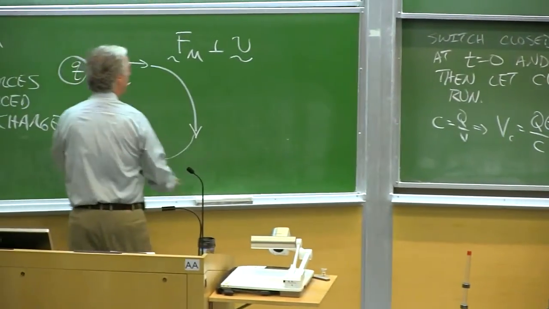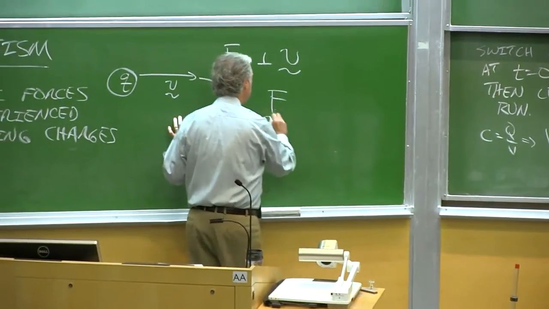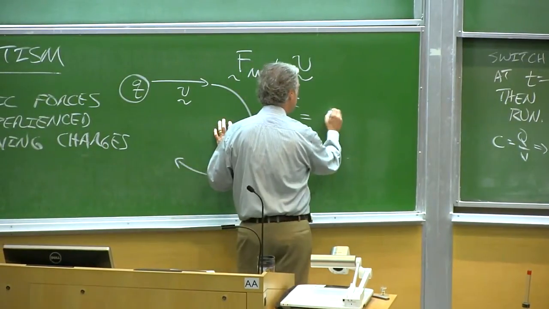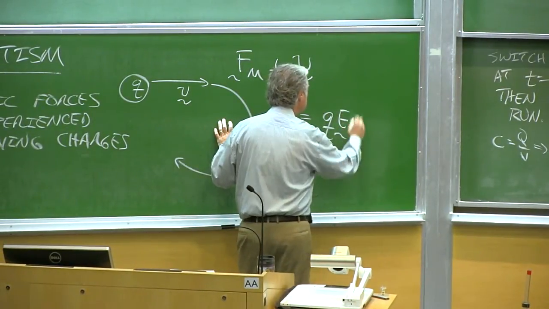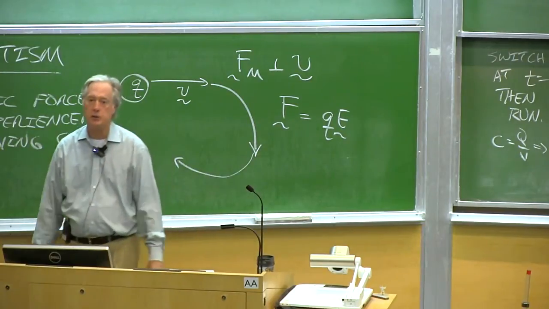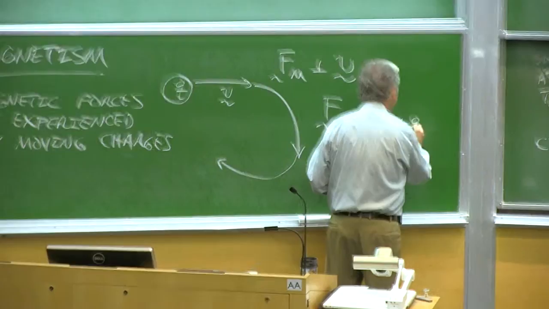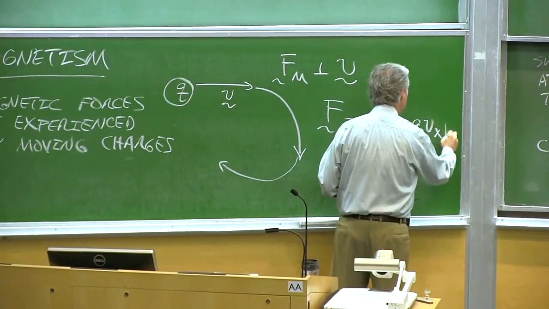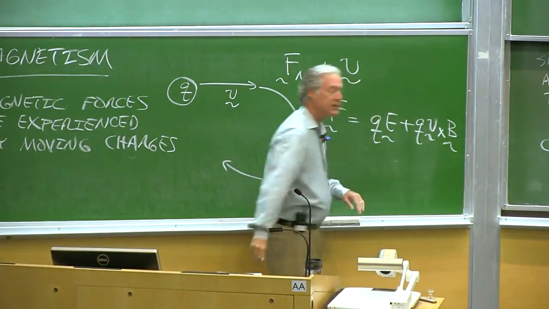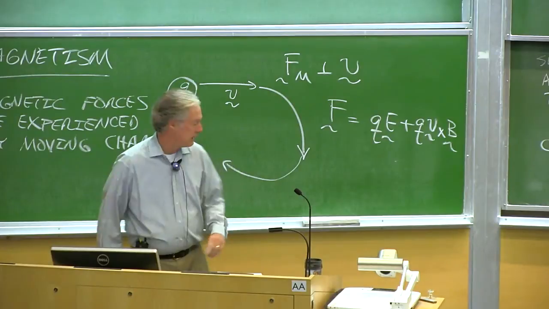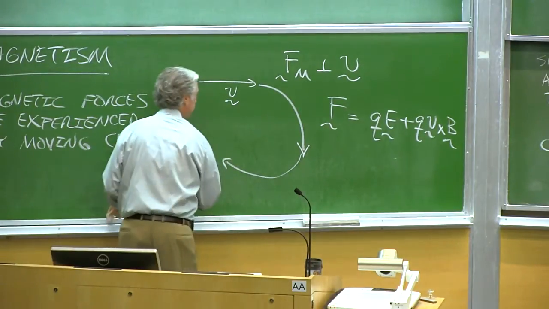Okay, so what we're finding is that F is qE, as we are used to it from the electric field, plus a new force, q v cross B. That's the one that's new to us now. And what the heck is that?